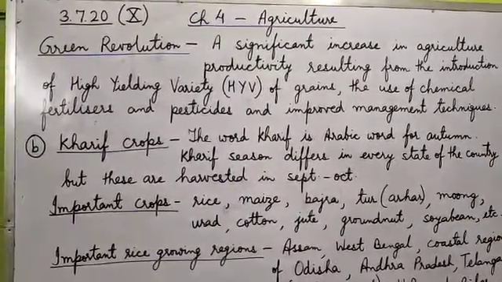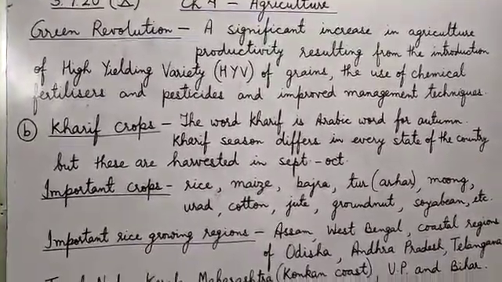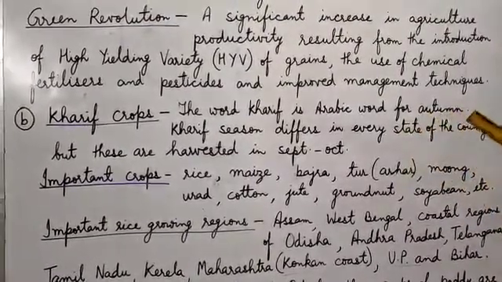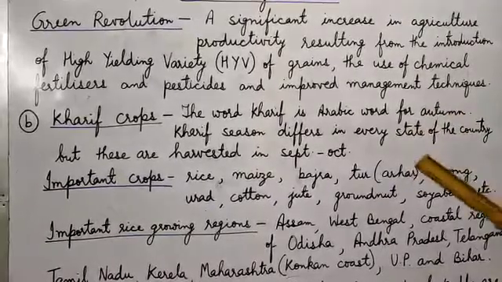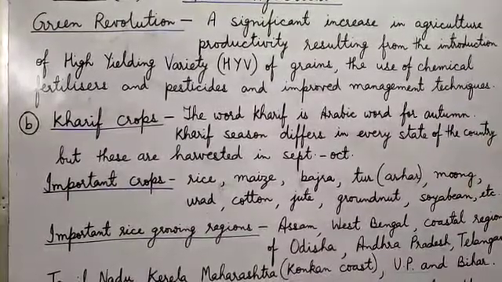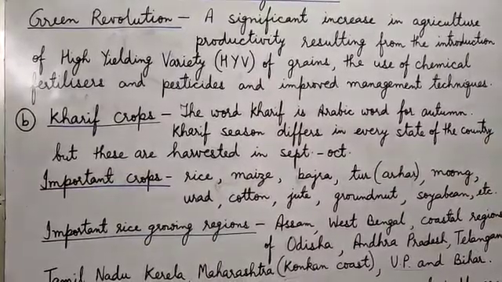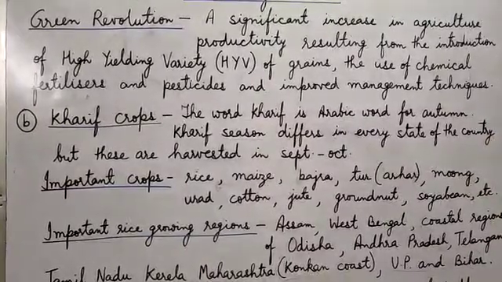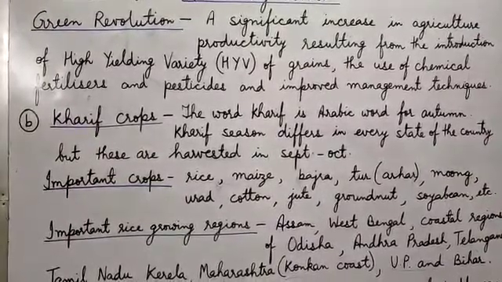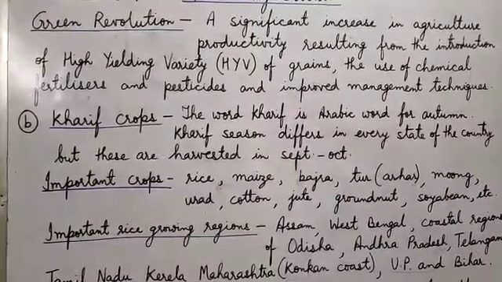Now, the next season after Rabi is the Kharif crops or the Kharif season. The word Kharif is the Arabic word for autumn. The Kharif season differs in every state of the country, but these crops are harvested in September and October. The Kharif season varies by crop and region, starting at the earliest in May and ending at the latest in January. So basically the main season is from June to September, October.